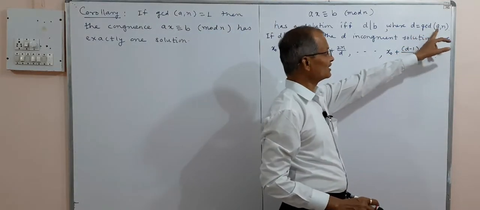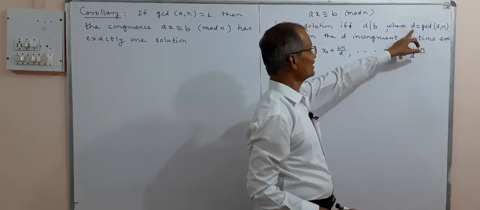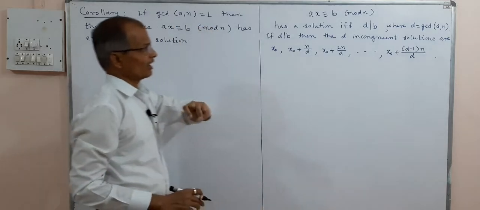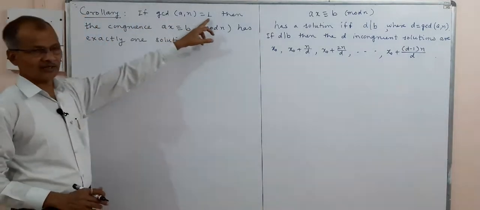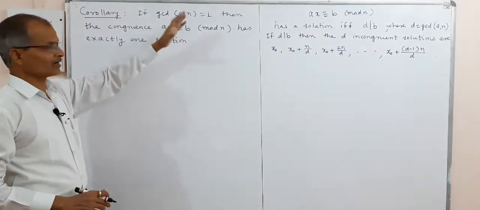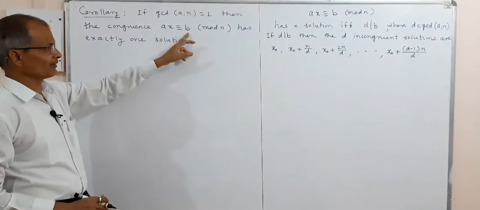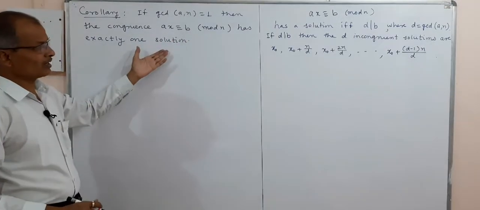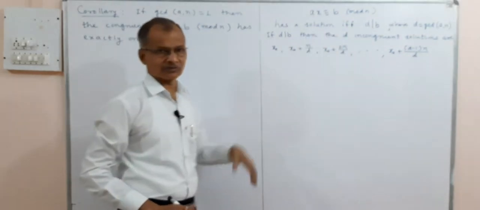See, what is d? The GCD of a and n. If it is d, then d must divide b. And here the value of d is 1, and 1 divides every integer. So therefore 1 divides b. And it has only d number of solutions, meaning one solution.